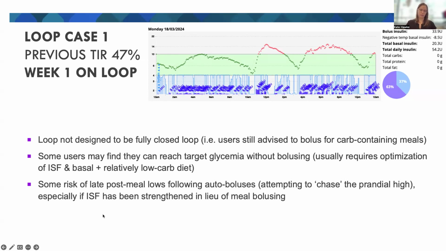And of course, there's probably going to be some risk of late post-meal lows following auto boluses. So if we miss a meal bolus here, go high, all of these auto corrections from Loop are coming in afterwards to try to chase down that high, which goes fine here, but it's effectively just late meal bolusing. And so, there would be some risk of a late low, depending on how the system's configured and how much this degree of basal suspending here is able to avert a low sort of 3-4 hours post-meal.